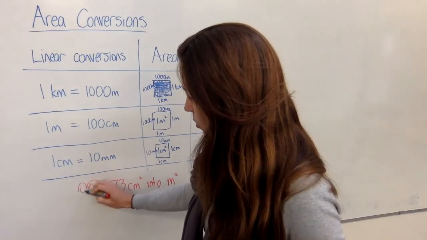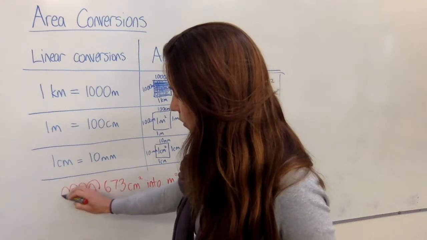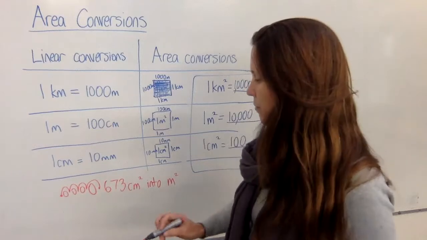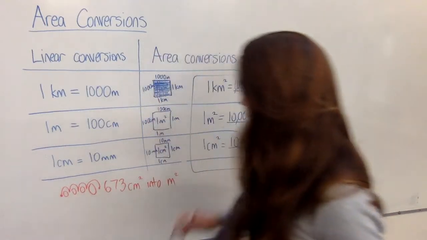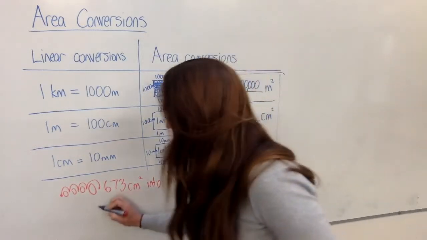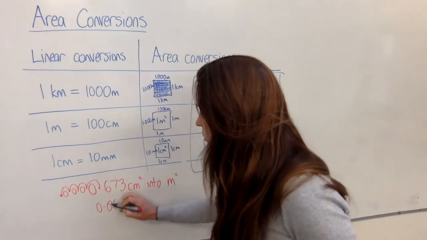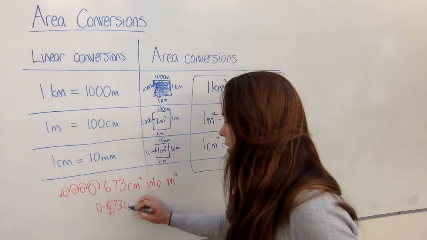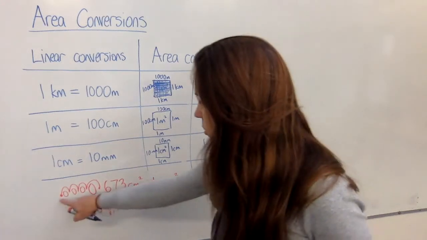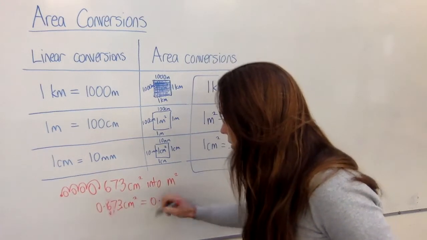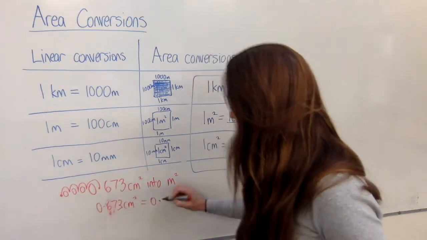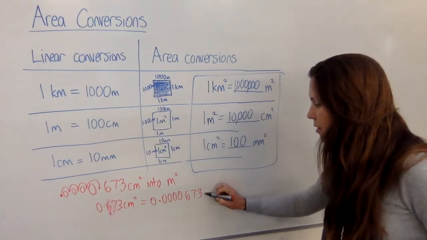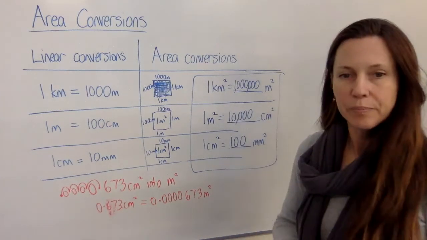1, 2, 3, 4. Now, if there's nothing to jump over, you put placeholder zeros to jump over, and your decimal will end up here. So that tells me that, let's write it out nicely, 0.673 centimetres squared is equal to 0. Now we need 1, 2, 3, 4 zeros, and then we just put the rest of the digits down. That's how many square metres that is.